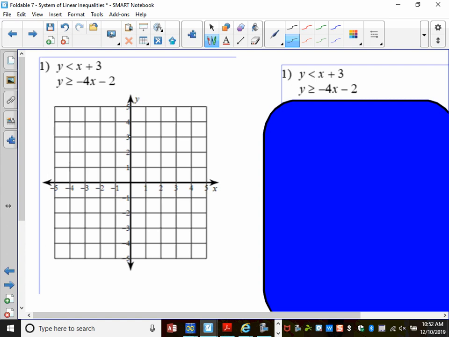So I'm going to start at +3, and then the slope is 1, so I'm just going to go up 1, over 1, and you could also do a double negative, go down and left. Okay, we'll make a dashed line. And please try to extend those lines out like I did. Don't make them very short. Okay, extend them out. And then here, this will be shaded below the line since it's less than.